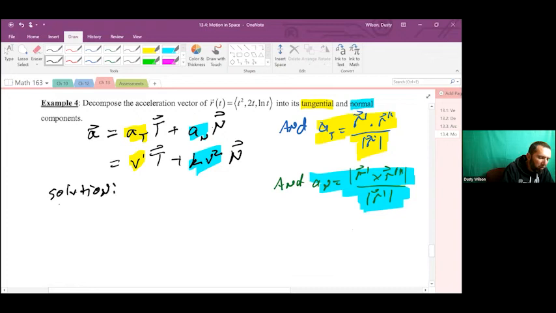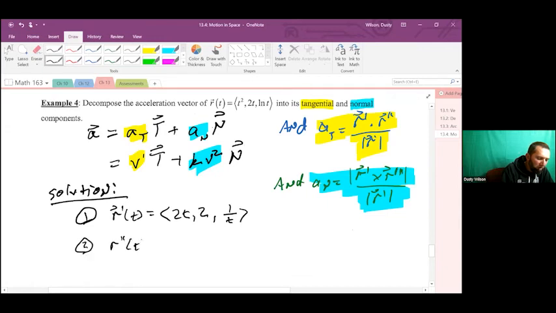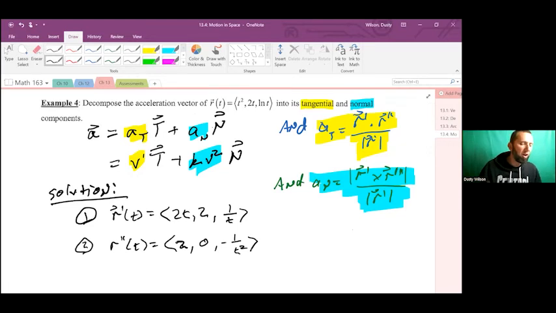So what we're going to do first is find our r prime of t. So r prime of t is going to be 2t, comma 2, comma 1 over t. And then we're going to find r double prime of t equal to 2, comma 0, comma negative 1 over t squared. All right, so this found me both of the vectors that I want. Now I need a dot product, a cross product, and a couple of magnitudes.